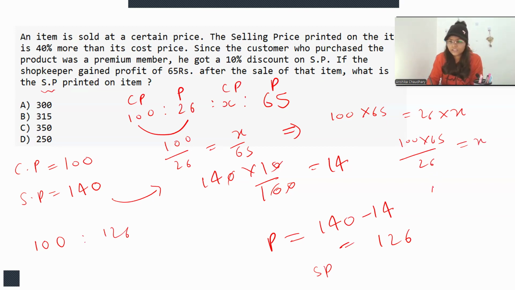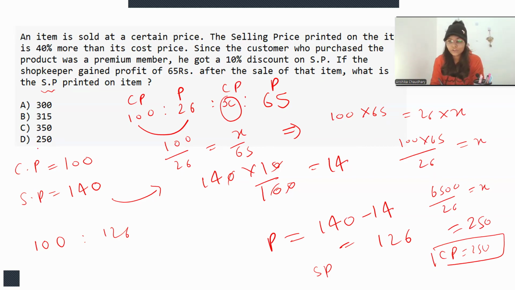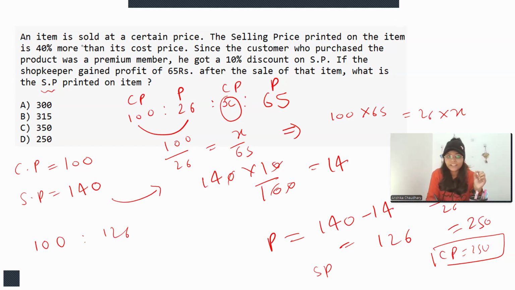So what should come as a result? It will become 250. Which value is it? CP is 250, because this time we have found the CP, the x value. See, 250 is also present in the options, so don't mark blindly. CP we have found out. Now the selling price printed on the item is 40% more than the cost price. We have found our cost price, so what was the CP?